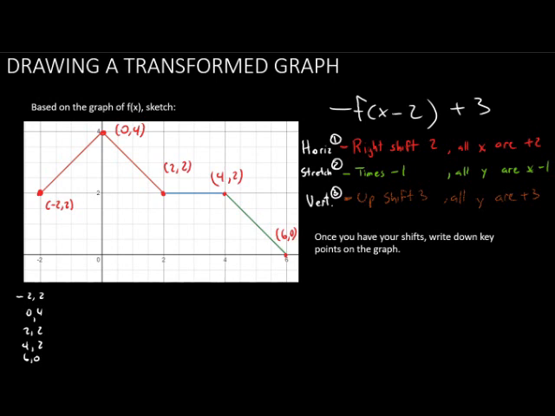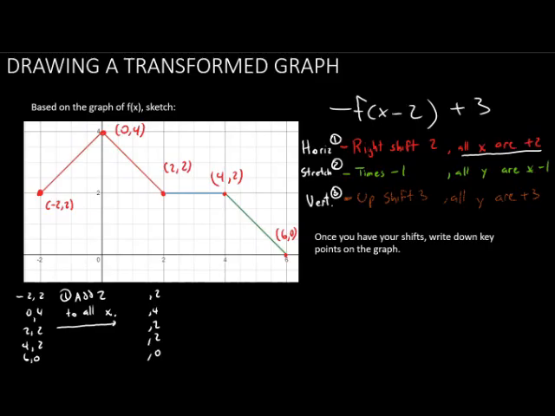Our first move is going to do a right shift by 2, which we said effectively adds 2 to all of the x's. Notice that this does not modify y yet, so all of our y values will stay the same. Whatever y values we had previously, we will still have at the end of this first step. However, all of our x's will go up by 2.